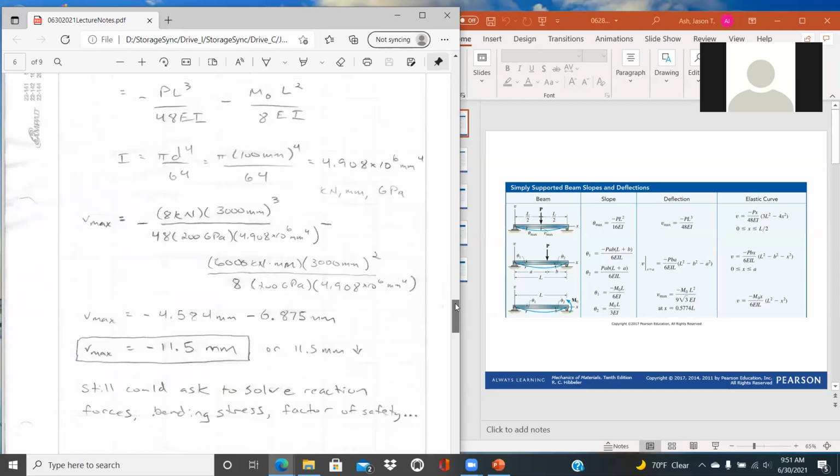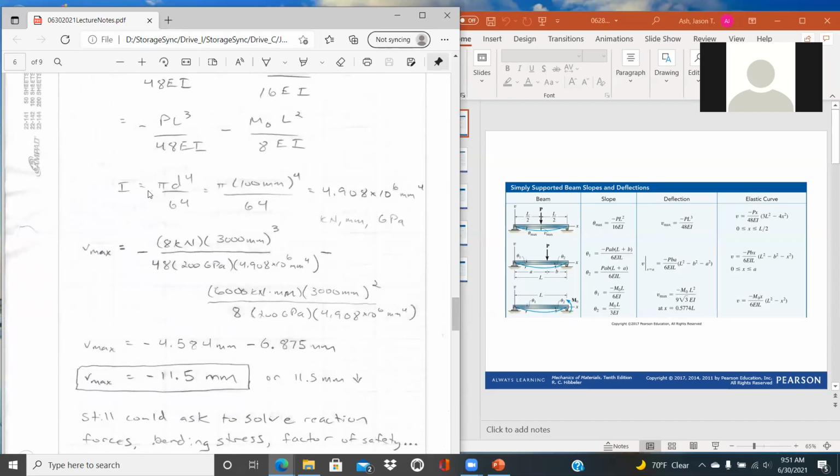And now it's just a matter of plugging in the numbers to be able to solve. I solved I out because it goes into both of them. Pi d to the 4th over 64, d being 100 millimeters, will give us an I value of 4.908 times 10 to the 6 millimeters to the 4th. And they gave us a force in kilonewtons and a moment in kilonewton meters. And so I decided to use units of kilonewton millimeters, which will give us the Young's modulus needing to be entered in terms of gigapascals.